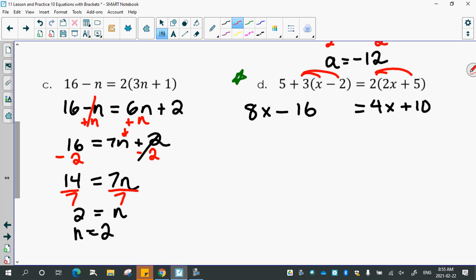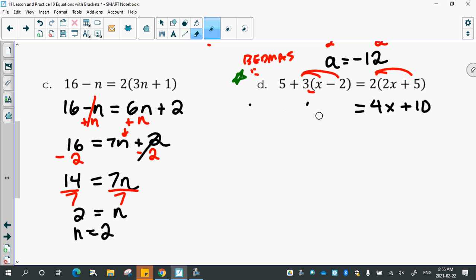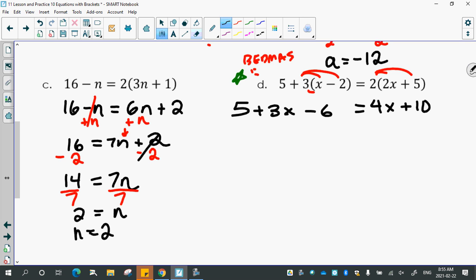Okay? So even though that 5 plus 3 looks so enticing, and you want to do it, this 3 beside a bracket means multiply. So when you're thinking BEDMAS, you have to multiply the 3 through before you add the 5. So what this side should look like is just keep the 5 there for now, and then distribute the 3. So plus 3x minus 6.